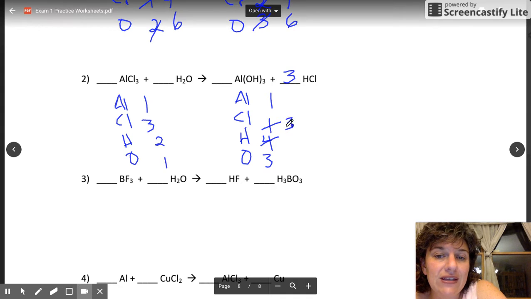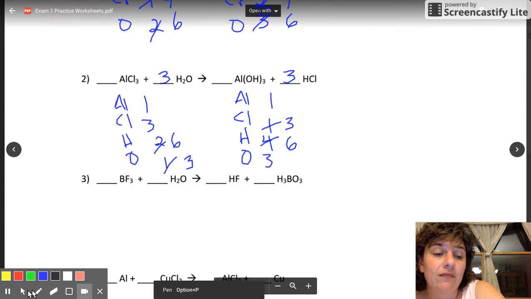So now I have 3 Cl's. And now I have 3 over here plus the 3 here. That's 6 hydrogens. Okay? So over here, if I want 6 hydrogens, I've got to put a 3 here. And this changes my hydrogens and my oxygens. Now I have 6 hydrogens and I have 3 oxygens. And guess what? I'm balanced. 1, 3, 6, 3, 1, 3, 6, 3. So that's it. That wasn't very hard.